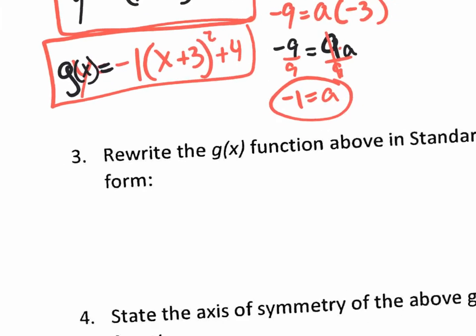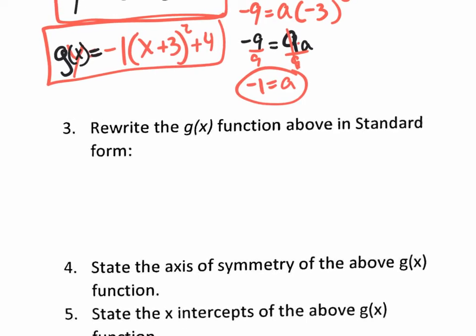So look at number 3. It says rewrite the g of x function above in standard form. So they want you to take this guy and write it in standard form. Now what is standard form? It's y equals ax squared plus bx plus c. As you can see, standard form does not have parentheses the way vertex form does, right? So if you want to get rid of the parentheses, you have a binomial and it's squared, you're going to have to rewrite this binomial 2 times and distribute, combine like terms, do the math, and then the parentheses disappear.